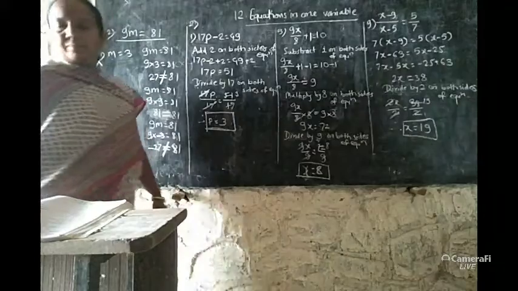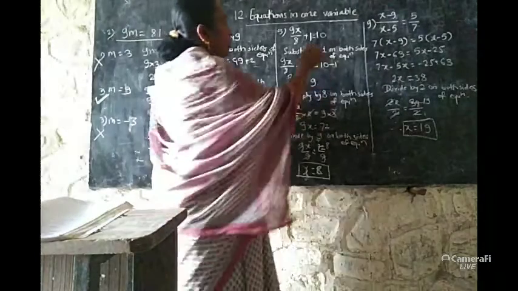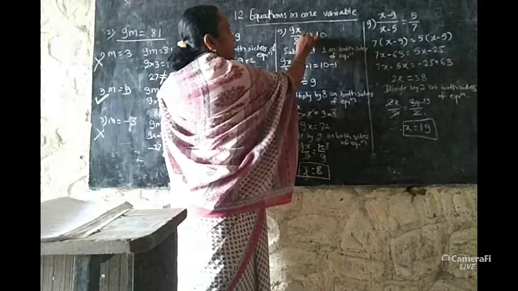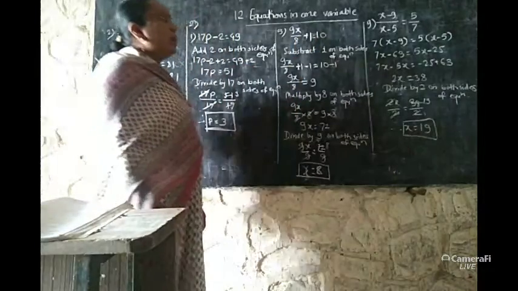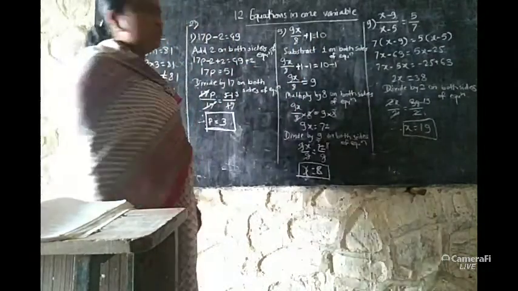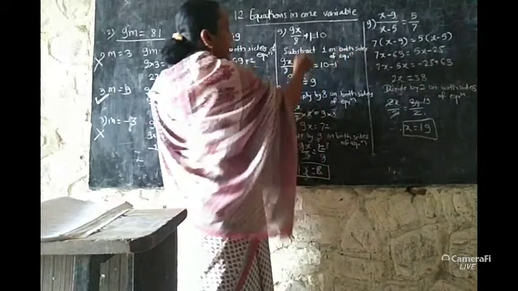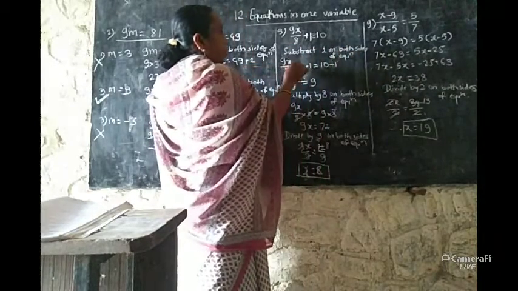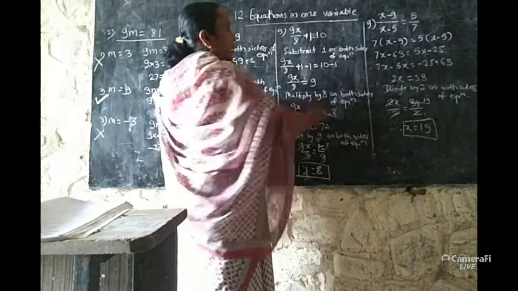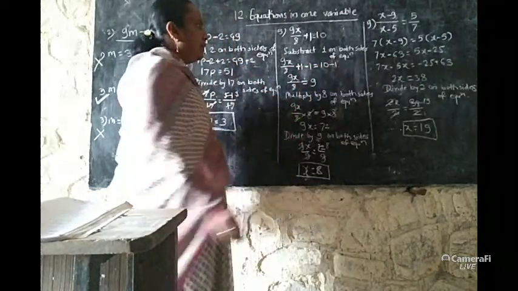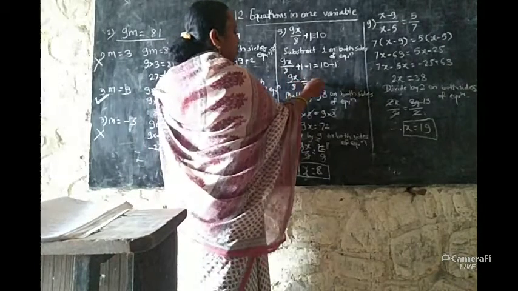Then see, the fifth example I have also taken. 9x upon 8 plus 1 is equal to 10. Here addition is done. 1 is added on the left side. So we have to subtract 1 from both sides of the equation. Therefore subtract 1 on both sides of the equation. Write in this equation 9x upon 8 plus 1 minus 1 is equal to 10 minus 1. Here 1 gets subtracted and cancelled from the equation. Therefore the equation will be 9x upon 8 is equal to 9.